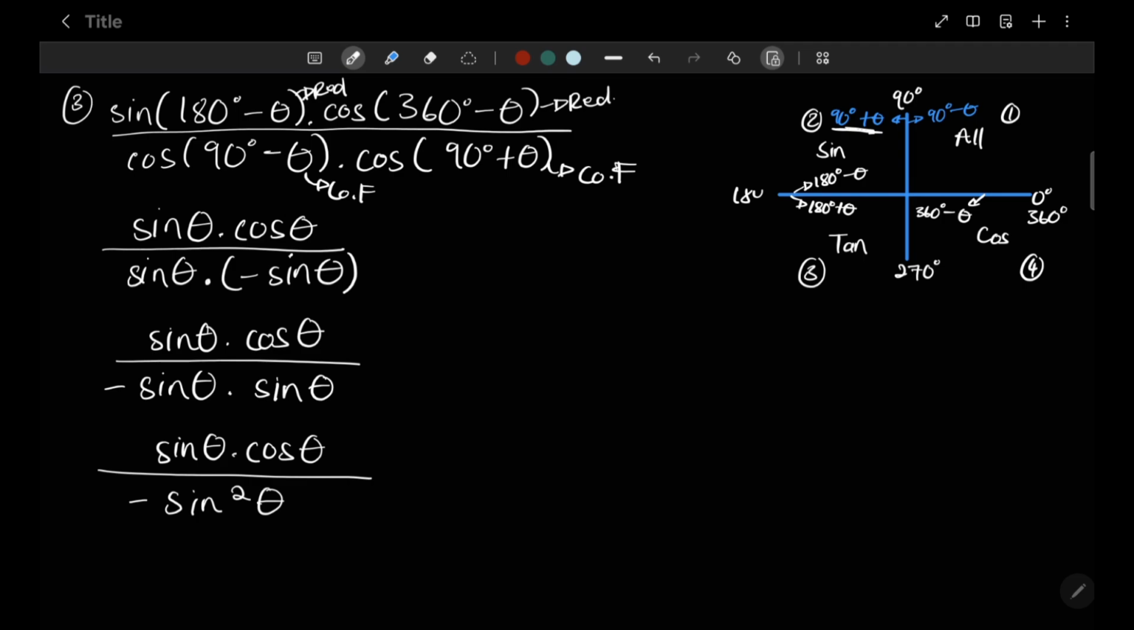So this is the part where we divide, where we basically cancel. We have sine theta in the numerator and sine squared theta in the denominator, so we can cancel. This cancels with that. And we only have cos theta, so we can't really cancel it with anything. So our answer would be negative cos theta over, we have sine squared theta. We took out one sine theta, so we're left with sine theta. So your final answer is negative cos theta over sine theta.